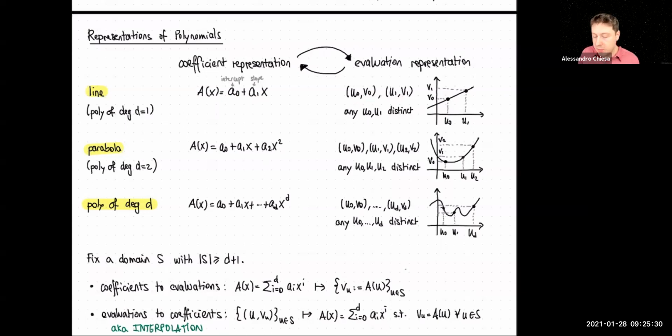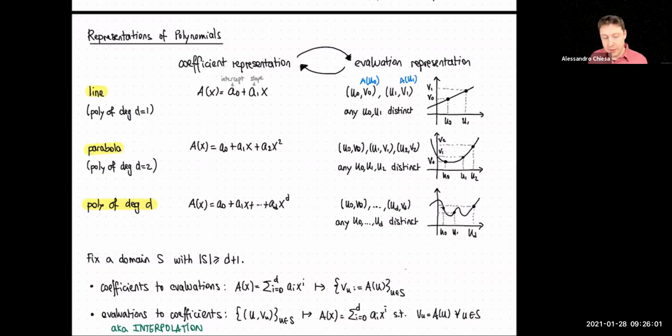Now, these representations are equivalent in the sense that I can move from this representation to this one. How? Well, if you wonder what is the value of the line at u0, well, you set v0 to be a of u0. Duh, right? I mean, that's the value of the line at u0. And this is the value of the line at u1, okay? So that's how you move from left to right, okay?